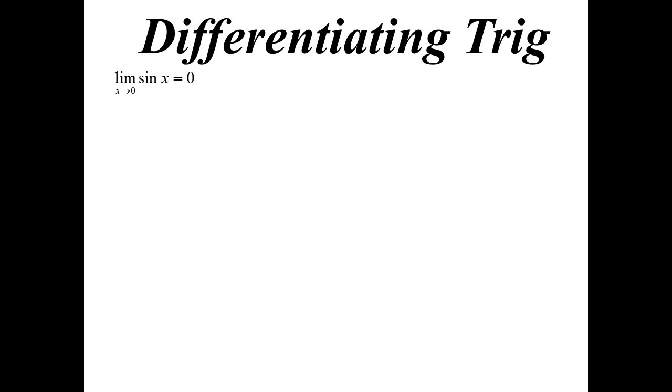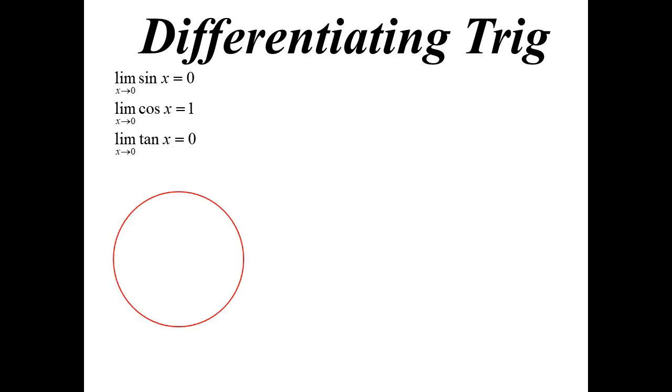If you think of the sine curve as the x value is approaching 0, well, we know our sine curve is approaching 0 as well. The cosine curve would be approaching 1, and the tan curve would be approaching 0. I might not end up using all of these, but there's our three basic trig functions. That's a circle, by the way, in case you're wondering.